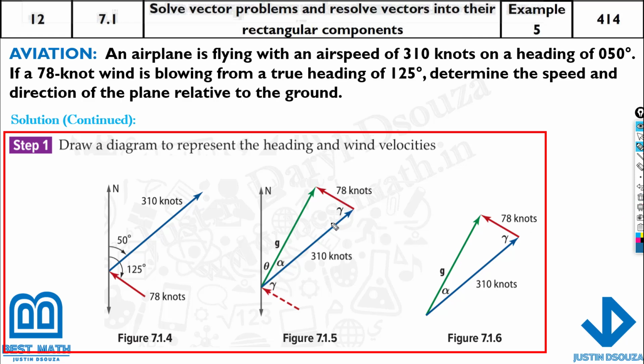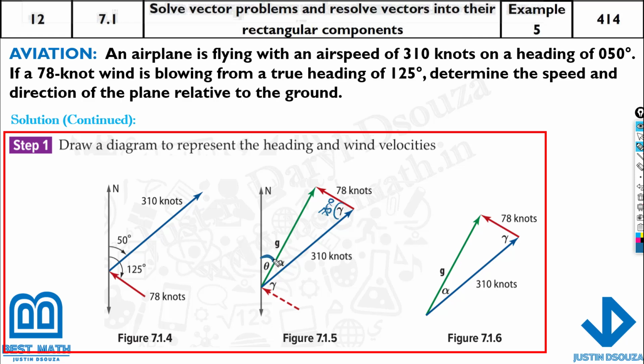What is this angle exactly? See, this total angle is 125. But we know till the plane it is 50. So what is the remaining angle here? It's 125 minus 50, that's 75. This is 75 degrees. These are alternate angles. So if this is 75, this will also be 75 degrees. So this is 75 here.